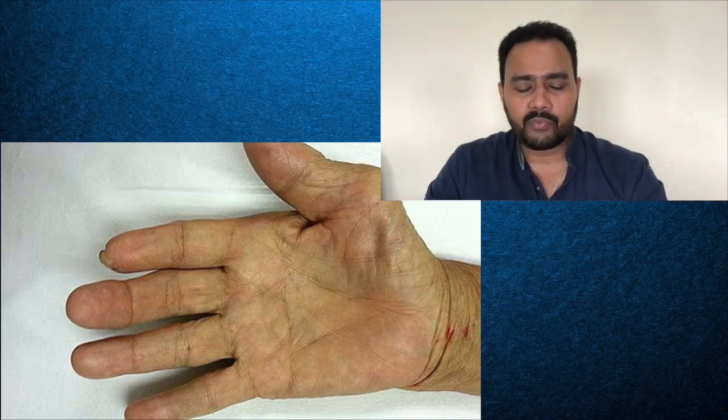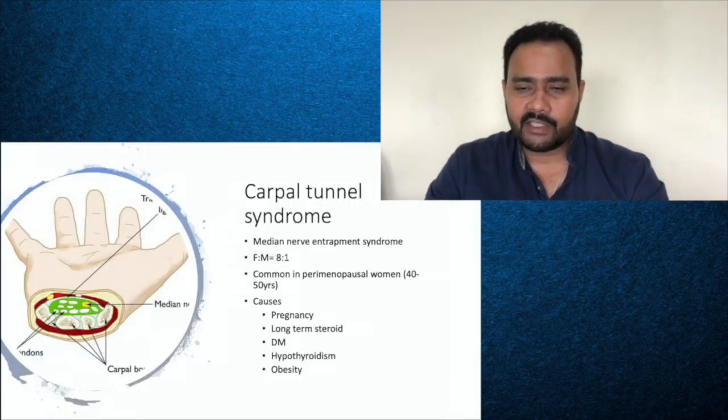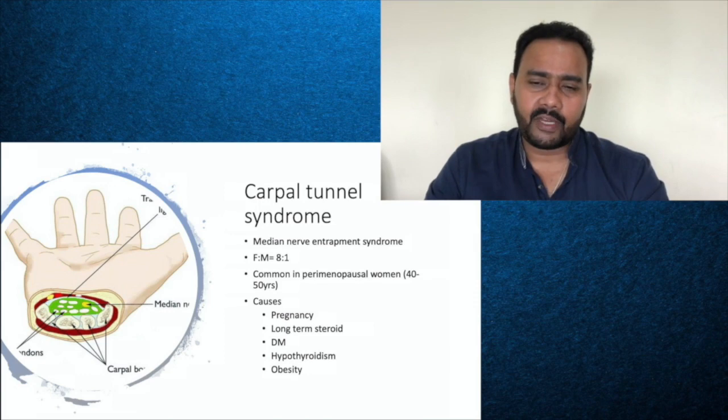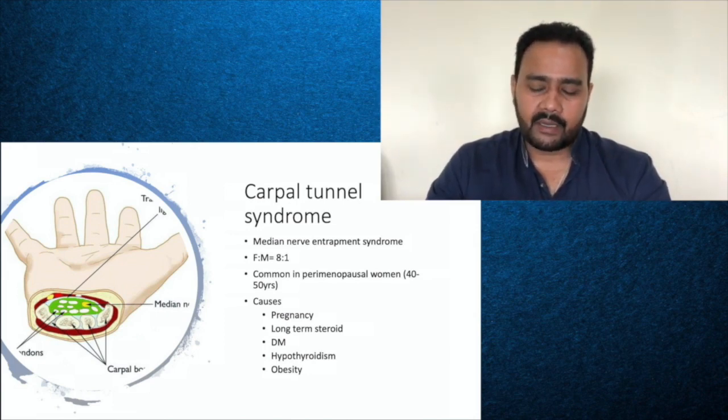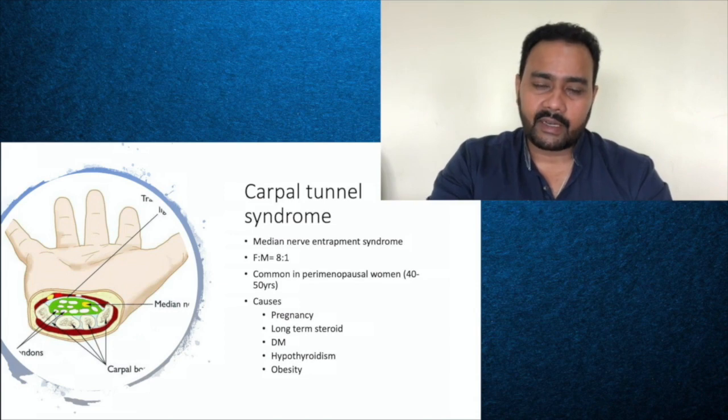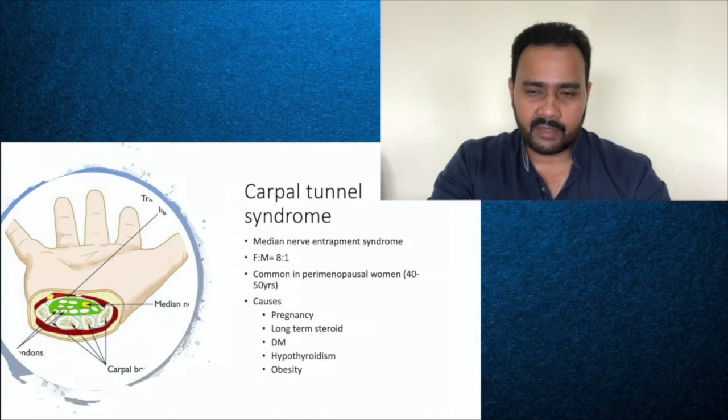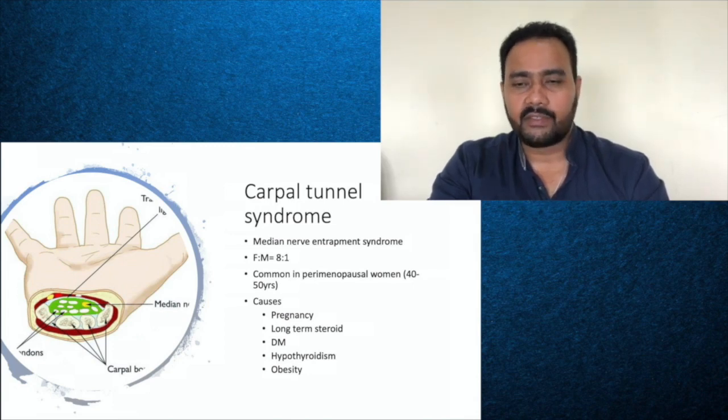It is more common in females, and the common age is 40 to 50, that is perimenopausal age. It can occur in pregnancy. Whenever somebody is on long-term steroids, or has diabetes mellitus, hypothyroidism or obesity, all of that can cause carpal tunnel syndrome. You will learn this later, but if you identify a clinical condition that causes numbness as well as wasting of the thenar eminence, the disease behind that is carpal tunnel syndrome.